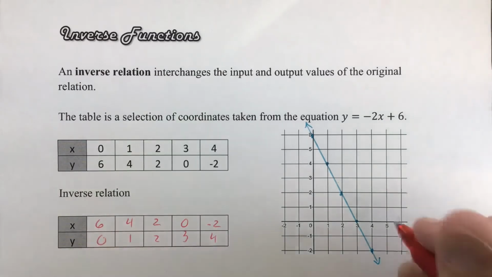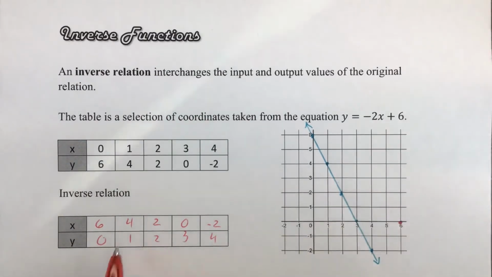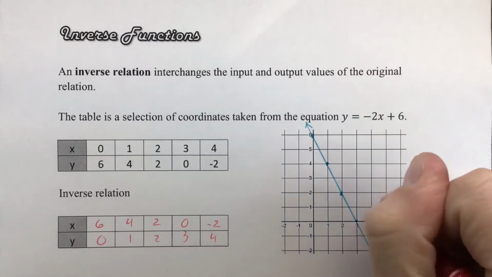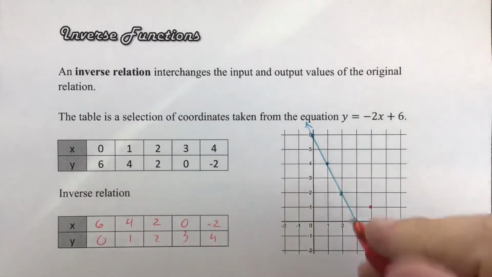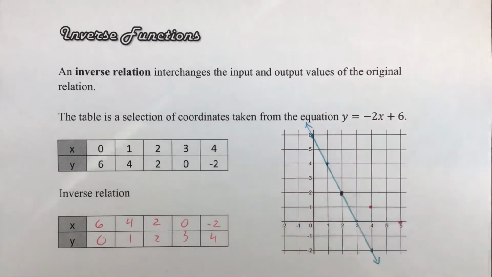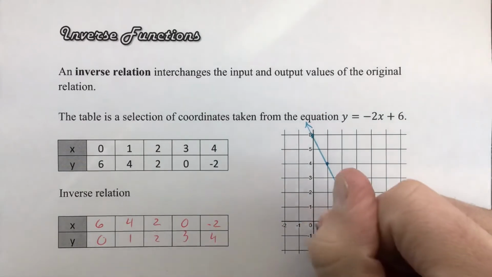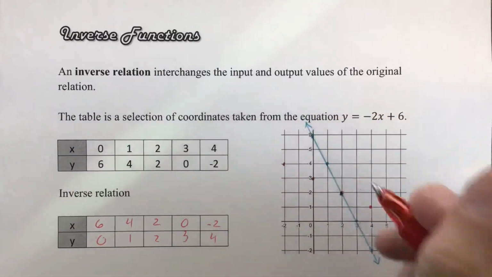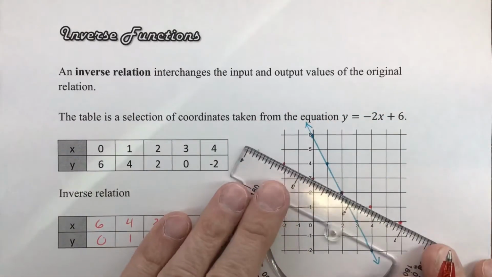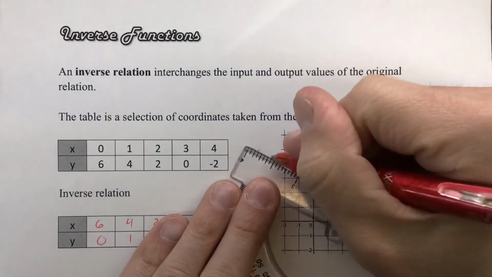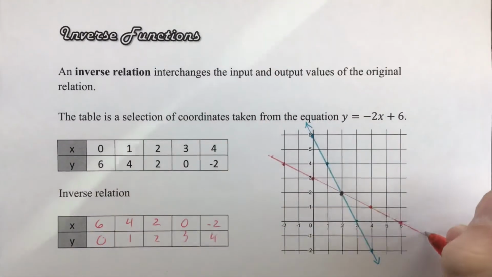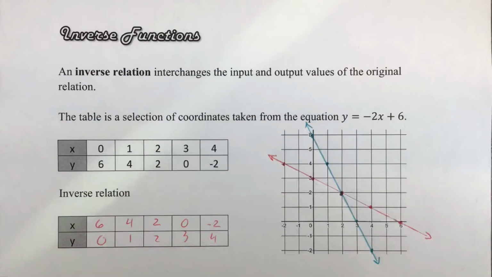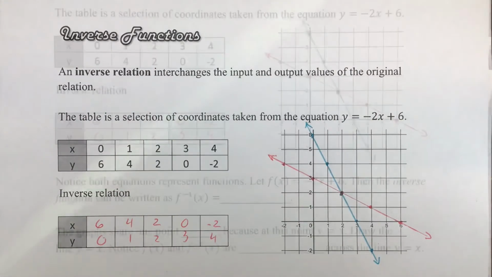At 6, 0, we get a point here. We've got 4, 1, which is here. 2, 2 is the same point. We've got 0, 3, which is here, and we've got negative 2, 4. Okay, so as a graph, that represents the inverse relationship of the original relationship.